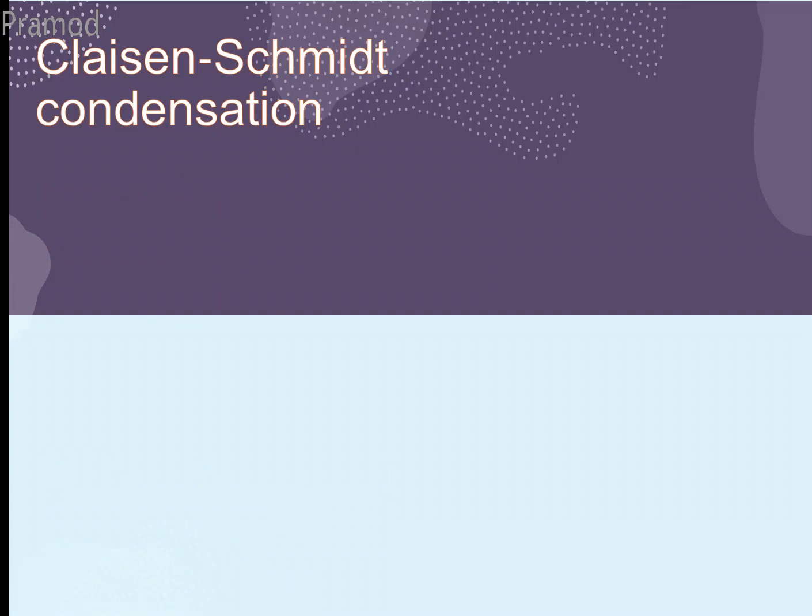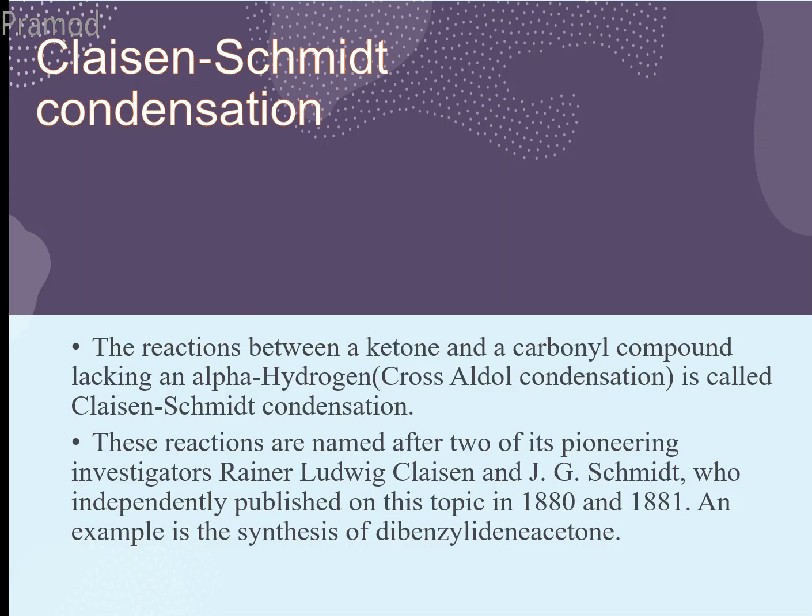Now the Claisen-Schmidt condensation. You might have studied this in your previous semester. That is the preparation of dibenzylidene acetone. So what type of reaction is it? It's a reaction between a ketone and a carbonyl compound lacking alpha hydrogen, so aromatic aldehydes. So it's a crossed aldol condensation. It's an example of crossed aldol condensation, and this type of reaction is known as the Claisen-Schmidt reaction.